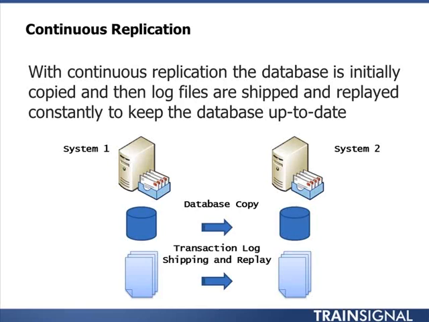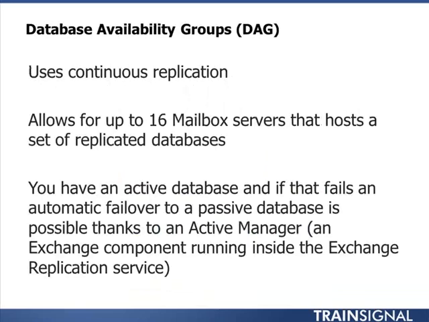But before we get too deep into the terminology and concepts of a database availability group, let's define it, and then let's see if we can take a look at what this might look like from a visual perspective. So the high availability feature that's used in Exchange 2013 is called a Database Availability Group, or a DAG. A DAG uses continuous replication. So the database is copied over to another location, another mailbox server, and then the transaction logs are continuously shipped over and replayed into the passive copy of that database.